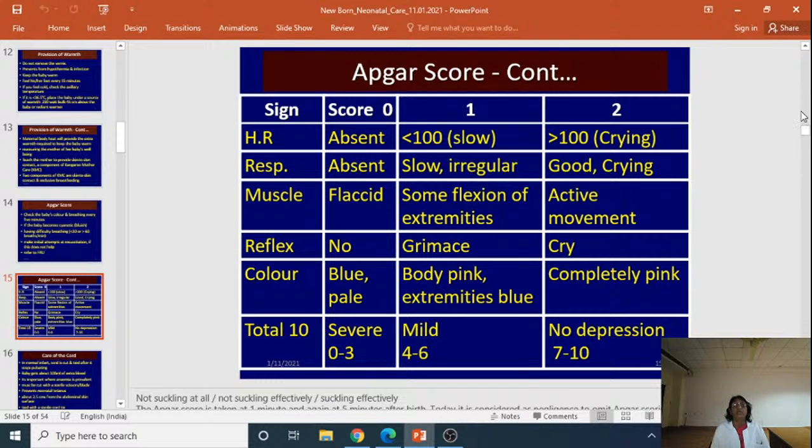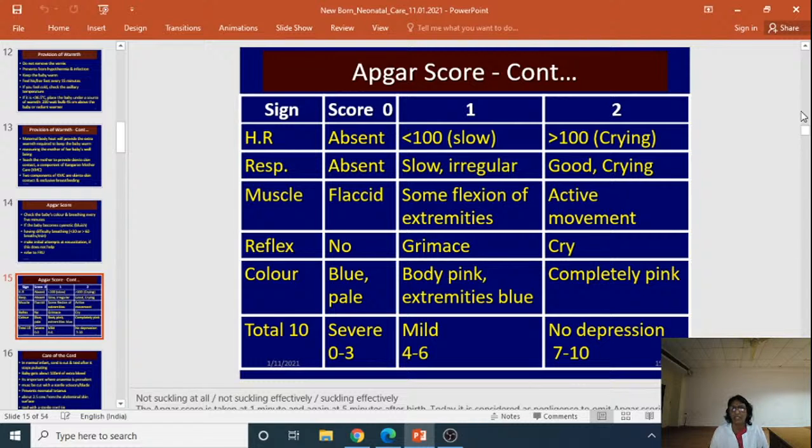So look at this score. Here are the signs to my left, and the scores range from 0 to 2. The maximum is 10. 10 is the best. If the heart rate is absent, it is a 0 score. All absent, or the muscle is flaccid, no reflex, color blue or pale, then it is all 0 score. Then comes 1, which is between 0 and 2. If the heart rate is less than 100, it is slow. If it is more than 100, and the baby starts crying, the score is given as 2.